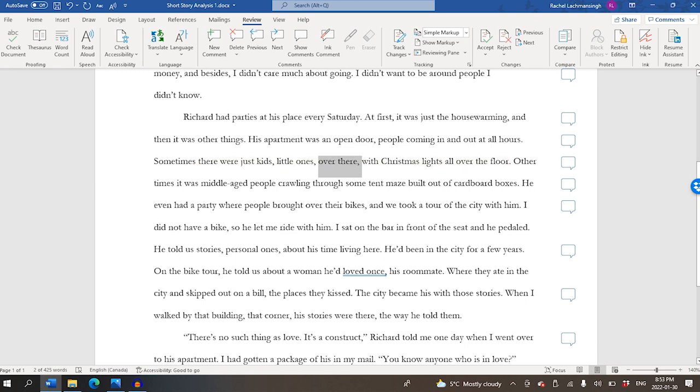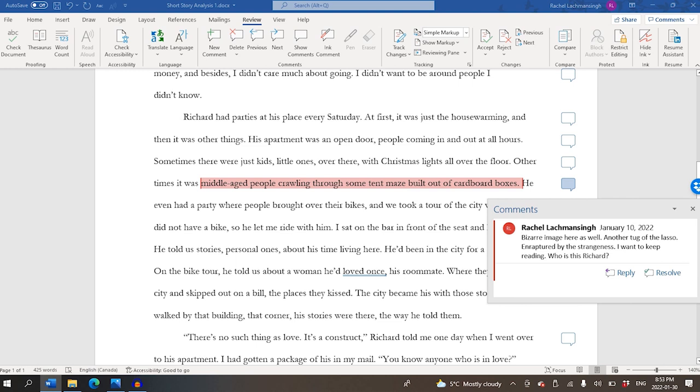It's fascinating and incredible work. So the next line I noted was, "middle-aged people crawling through some tent maze built out of cardboard boxes." So this is another image, it's a little bit bizarre.